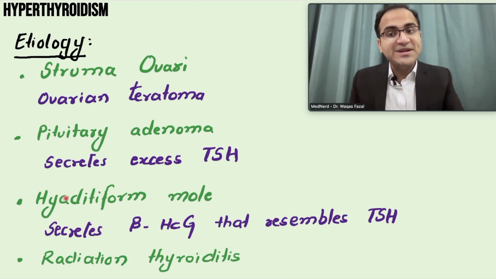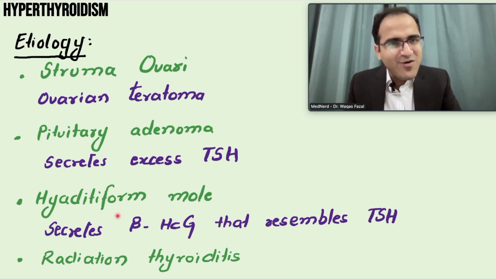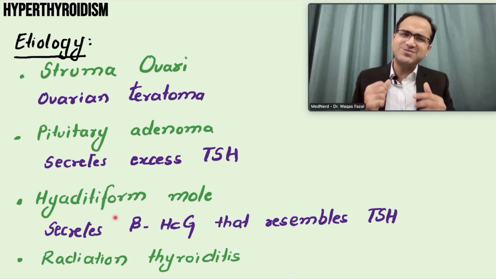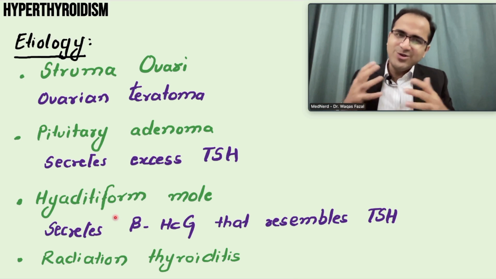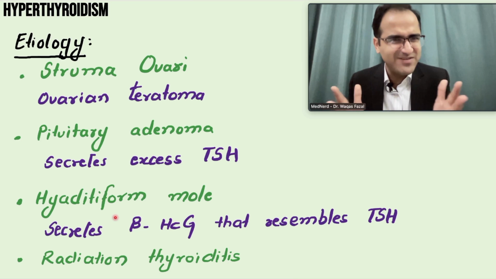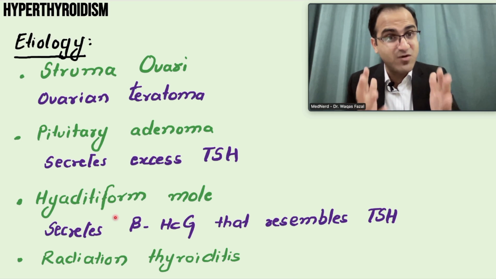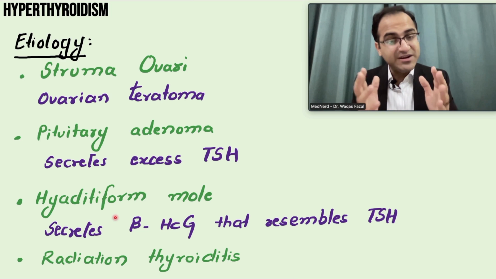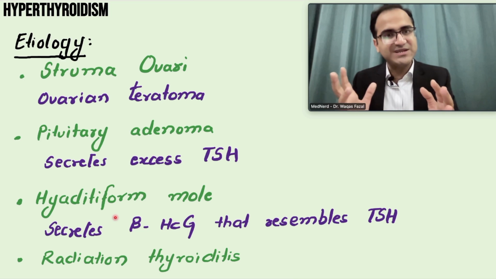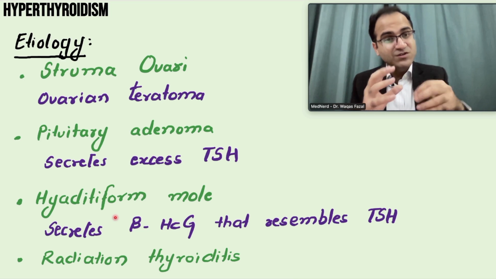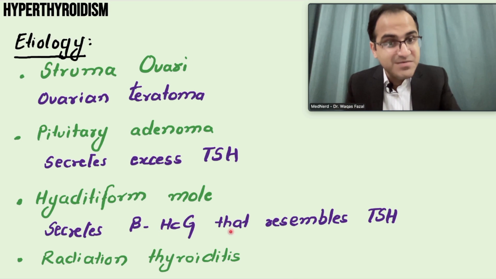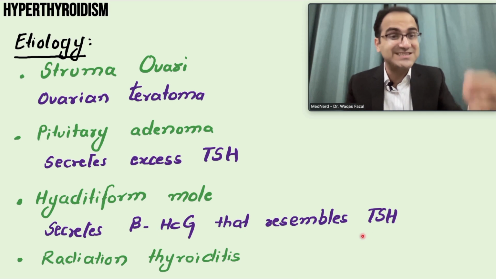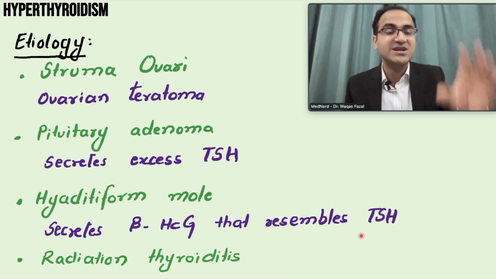Other than that, a commonly tested point in exams is also hydatidiform mole. They would give you a scenario that a patient is pregnant and that patient is having signs and symptoms of hyperthyroidism. When you perform the ultrasound scan of that patient, you would see that that patient is not having any pregnancy. That patient is having a hydatidiform mole in the uterus, and that hydatidiform mole mimics pregnancy, and secretes excess amount of beta HCG, and that beta HCG resembles TSH and stimulates the thyroid gland to secrete thyroid hormones.